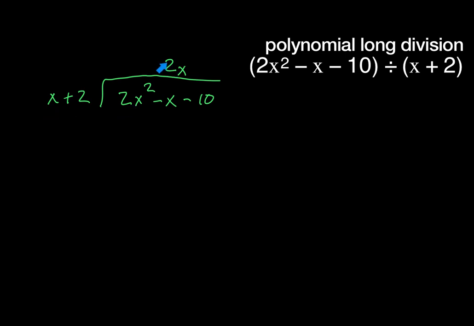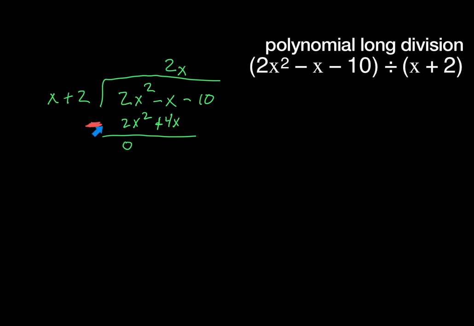And then I bring this and I multiply it down. And now instead of there just being one thing here, there's 2. So I'll go 2x times x is 2x squared. 2x times positive 2 is positive 4x. And I'm going to subtract. Be real intentional about that. 2x squared minus 2x squared is 0x squared.